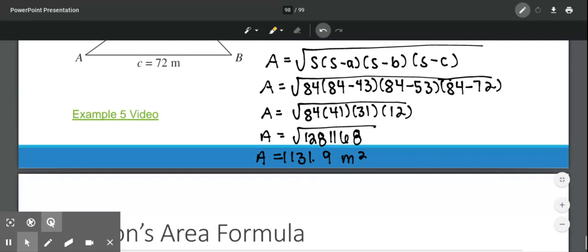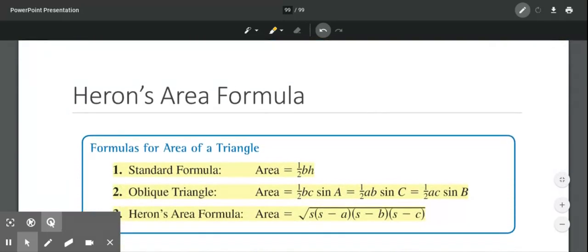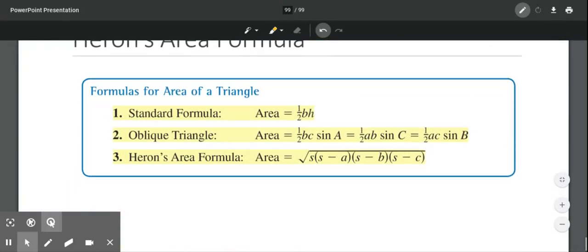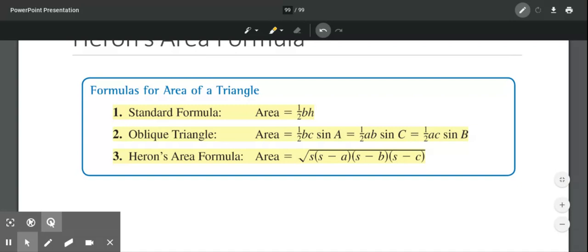And then this last slide is just a reminder of your three different formulas you have for a triangle. Remember, your standard formula is just your area is 1/2 base times height. If you have a side angle side triangle, you'll use the formula that we used in law of sines. And this would be your side side side triangle if you don't have right triangles.